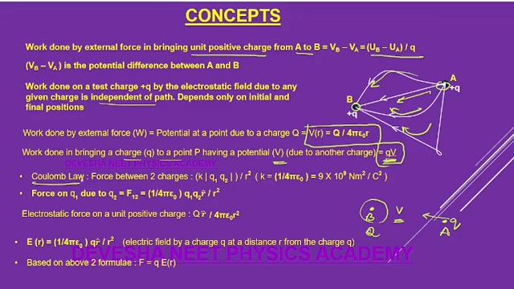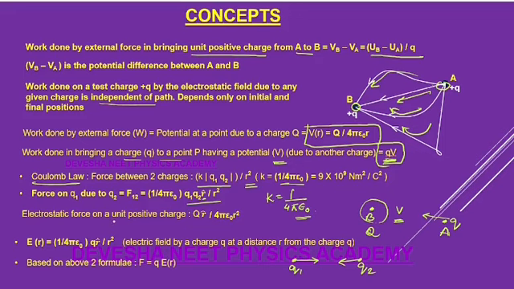Then we have something called Coulomb's law. Coulomb's law states that the force between two charges, say Q1 and Q2, could be a repulsive force or an attractive force. This force is given by K into Q1 Q2 divided by R square. Here K is equal to 1 by 4 pi epsilon 0, and this is normally equal to 9 into 10 to the power 9 newton meter square per coulomb square. In vector form, the force is K Q1 Q2 R hat by R square, where R hat is a unit vector, which signifies that this is a vector.